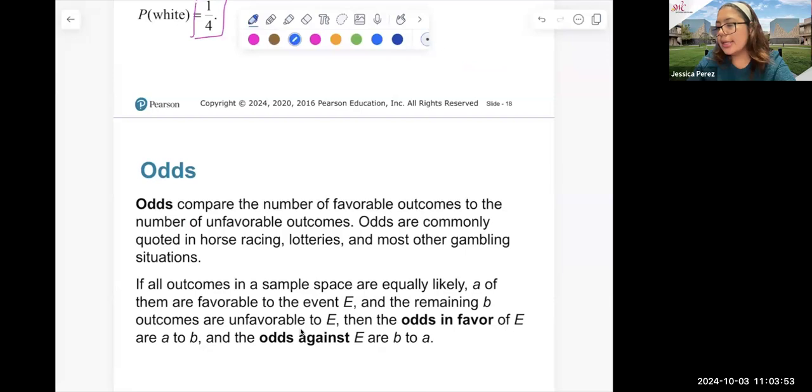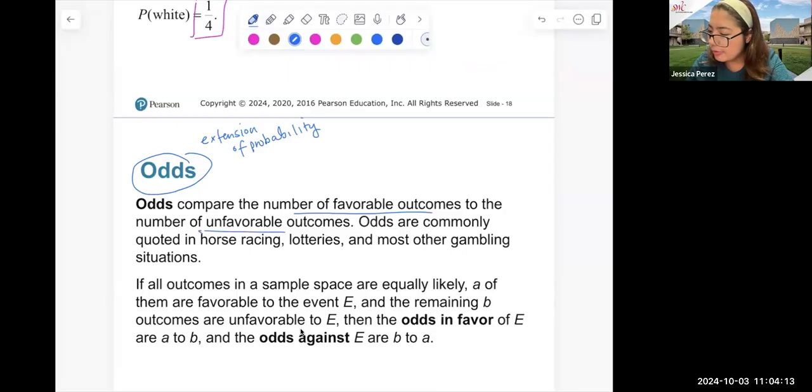So odds are an extension of probability. We have two types of odds, odds against and odds in favor. Let's first talk about the definition. When you're looking at odds, odds compare the number of favorable outcomes to the unfavorable outcomes. Odds are commonly quoted in horse ratings, lottery, and other gambling situations.